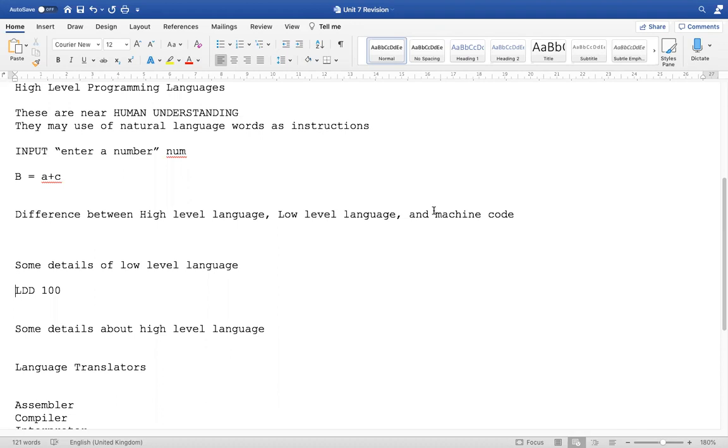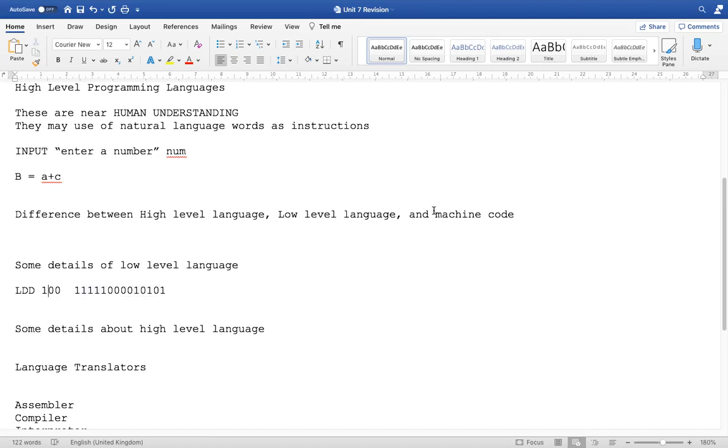Now, this is very important to know here. If one single line of assembly language, or low-level programming language, is written, it will translate into only one corresponding binary line, one machine code line. So what it means is that each line in assembly language code translates into only one line in machine code.